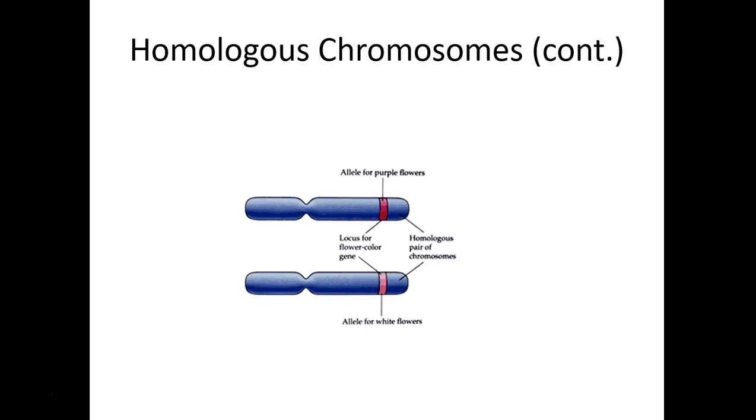Homologous chromosomes have the same genes, but they might have different forms of that gene. So for here, an example, we are looking at this particular pair where you see one has an allele for purple flowers and the other has an allele for white flowers. So they are both carrying the gene for flower color, but one is purple, one is white.